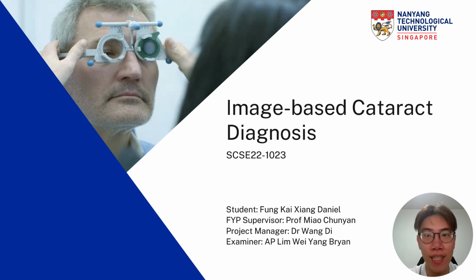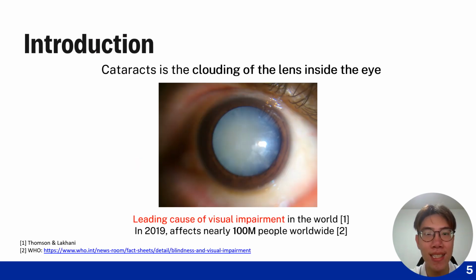Before delving into the diagnostic process, let's understand what cataracts are. Essentially, cataract is the clouding of the lens inside the eye, and it stands as the leading cause of visual impairment globally, affecting nearly 100 million people as of 2019, according to the World Health Organization. It is treatable, especially when diagnosed early, so the key challenge lies in diagnosis. Many cases go undetected due to the limited accessibility to screening methods, and that's where this project comes in.